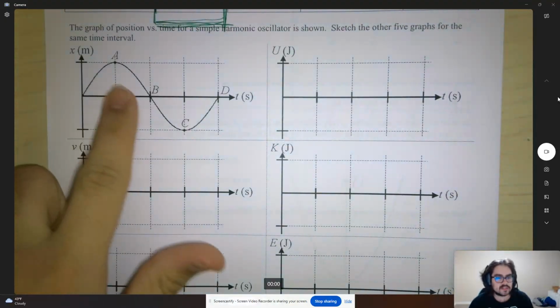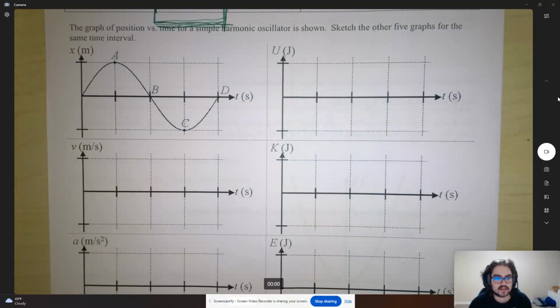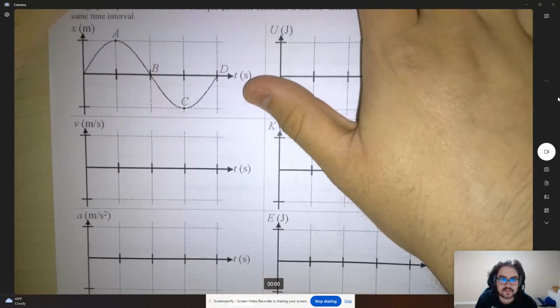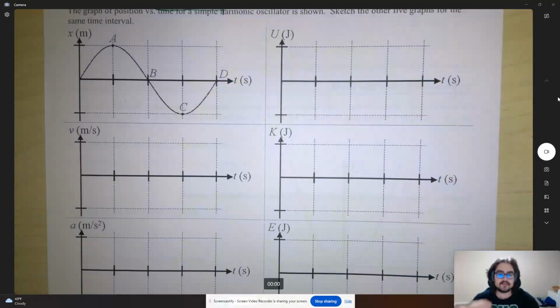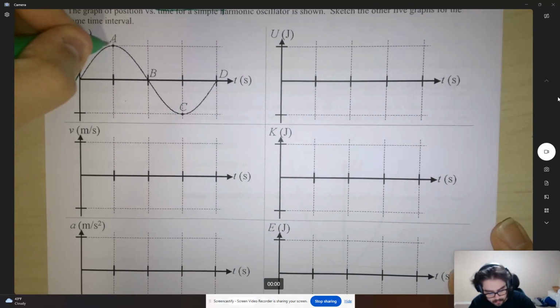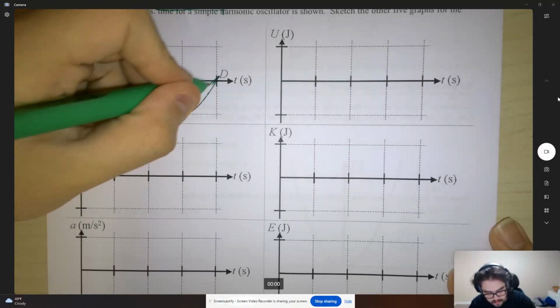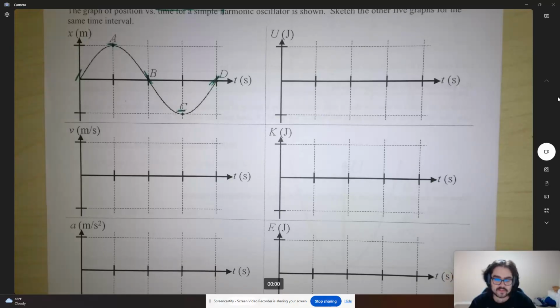I'm given a position versus time graph, and I need to sketch the other 5 graphs over the same time interval. I think there's a question on the website very similar to this, but in that one they give you values. In Physics 1, we had to look at the slope at each of these points to figure out what the velocity should be. You don't need to do that now, because you're in Physics C and you can do calculus.